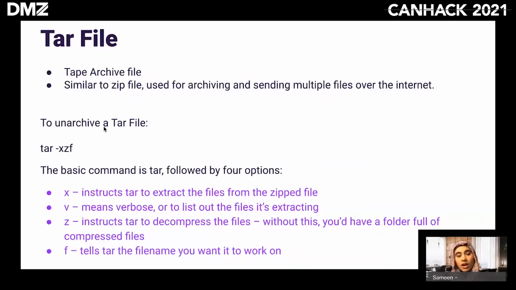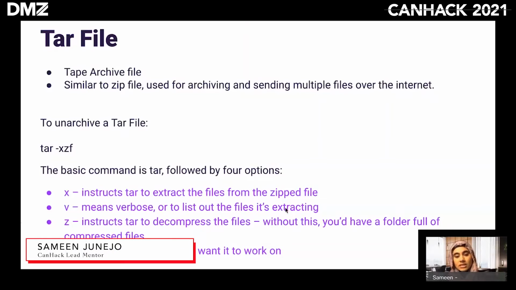And to extract a tar file, this is the command you use. It depends on the conditions. For x, it's instructing tar to extract the files from the archive, so you would definitely need x. Verbose means to list out the files it's extracting. z instructs tar to decompress the files. Without this, you'd have a folder full of compressed files. And f tells tar the file name you want to work on.